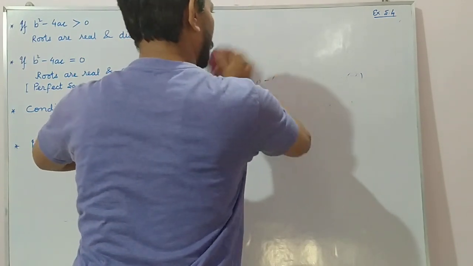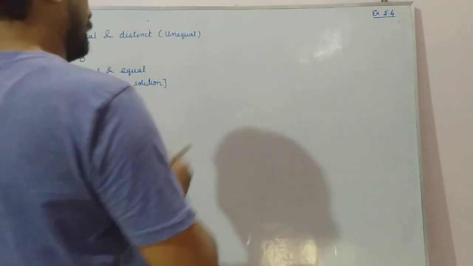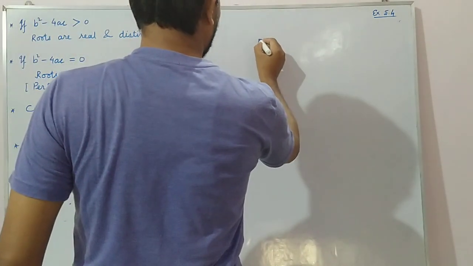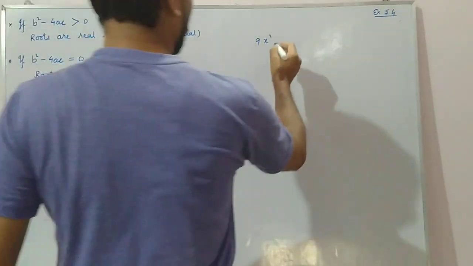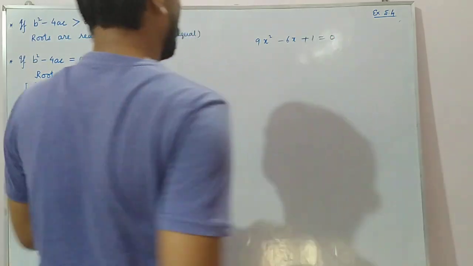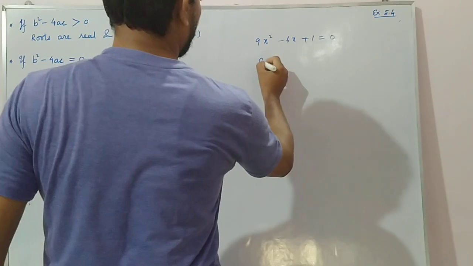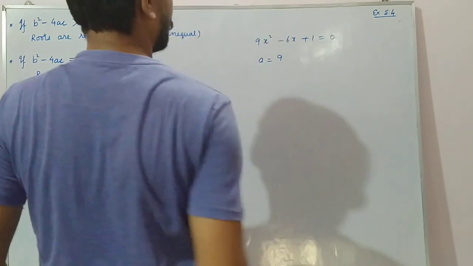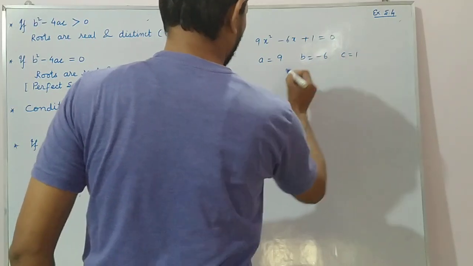One more example we will take. That is 9x square minus 6x plus 1 equal to 0. Now here, a is 9, b is minus 6, c equal to 1.